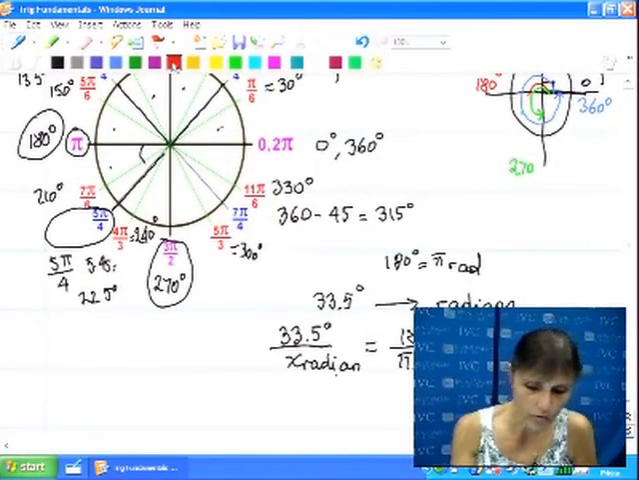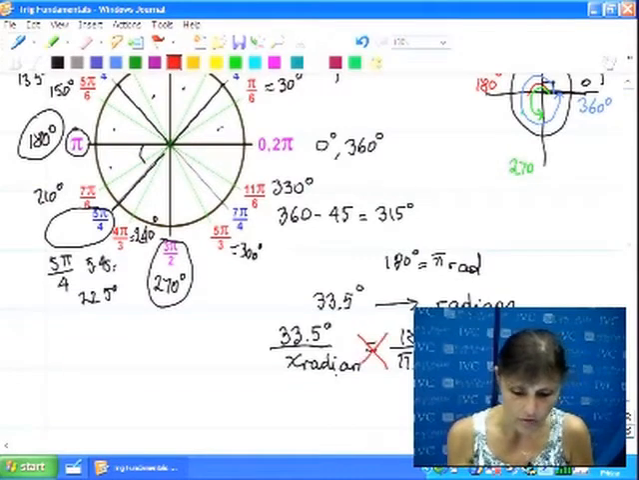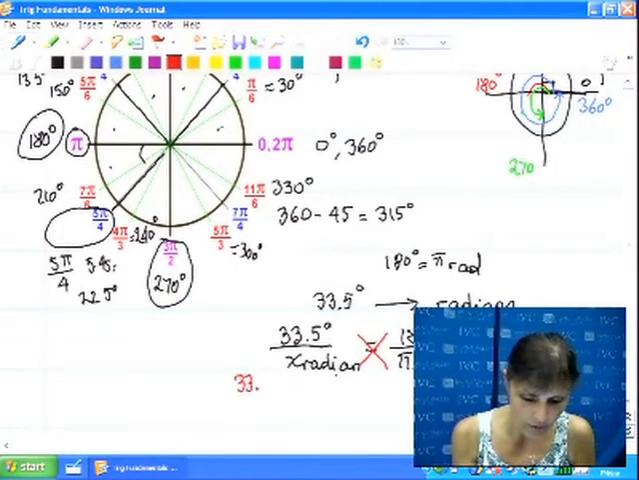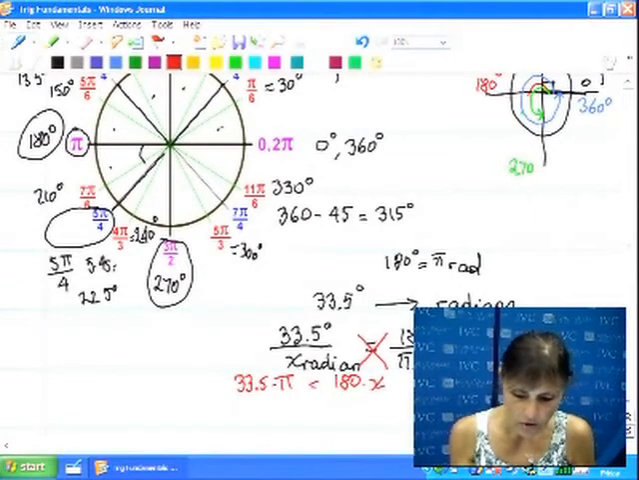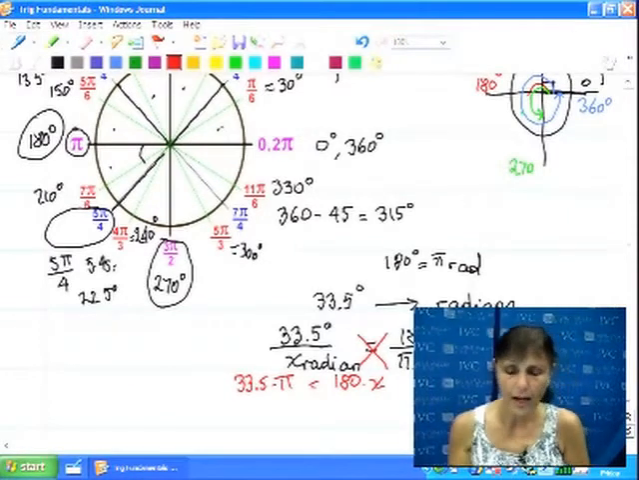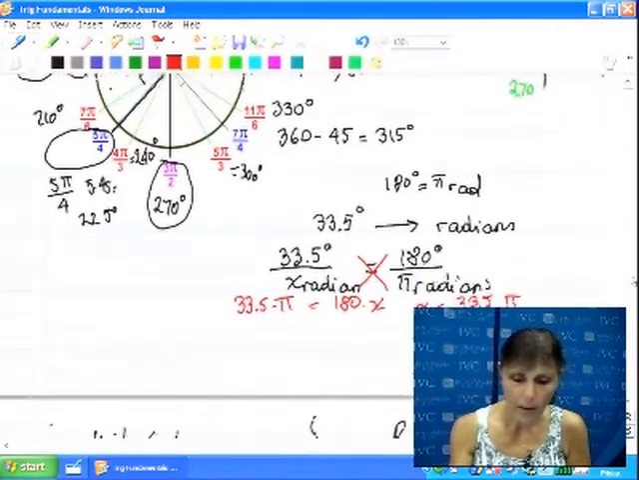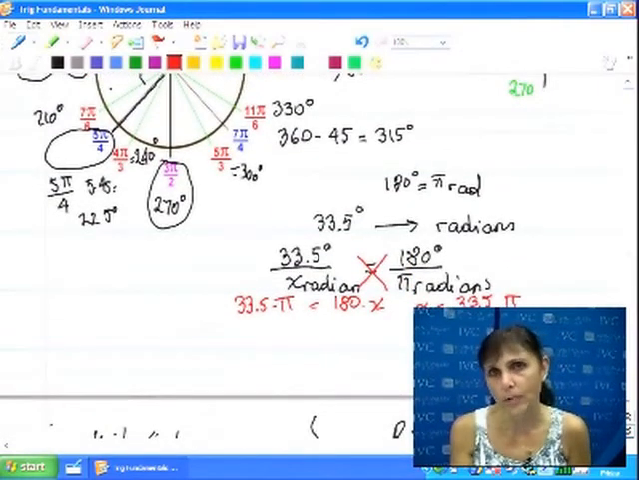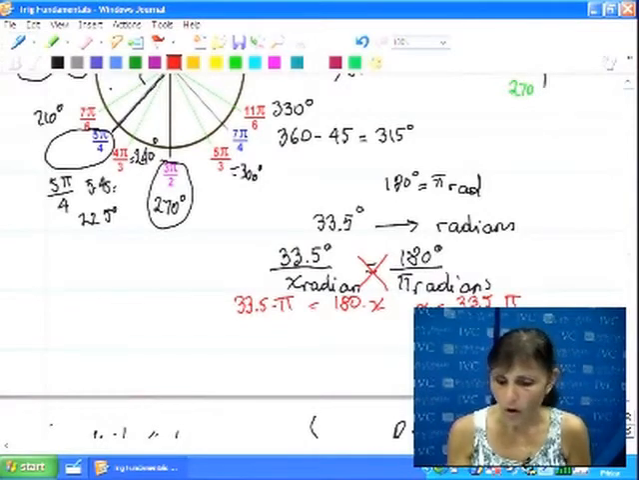Now, what were we used to do with proportions? Crisscross. So you have 33.5 times pi is 180 times x. And x turns out to be 33.5 times pi over 180. So what did I end up doing? I ended up taking the degree, multiply by pi, and divide by 180. Okay, so how much is that?